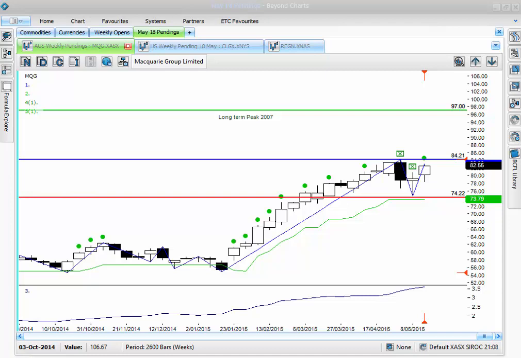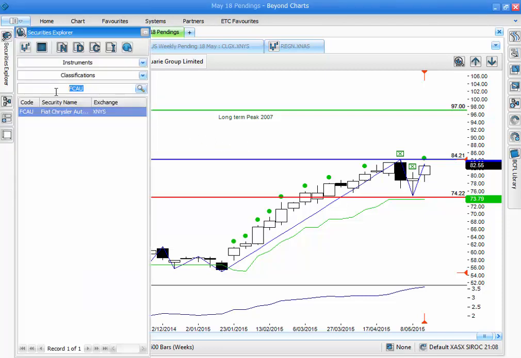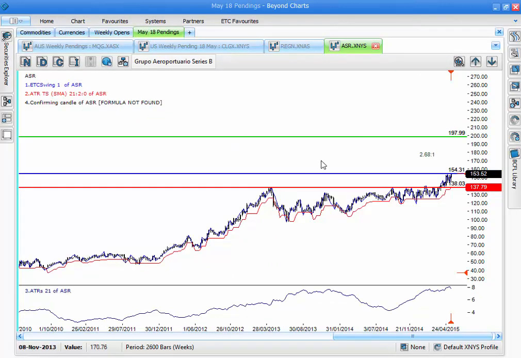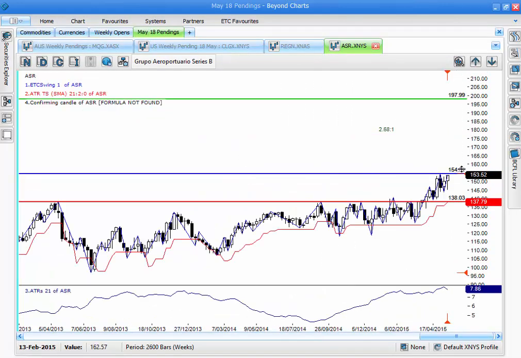Okay, Kim found a couple of other ones in the US. We'll have a look. ASR. I think we might have had ASR last week. I was having a little bit of a look at. Yep, in terms of price action.